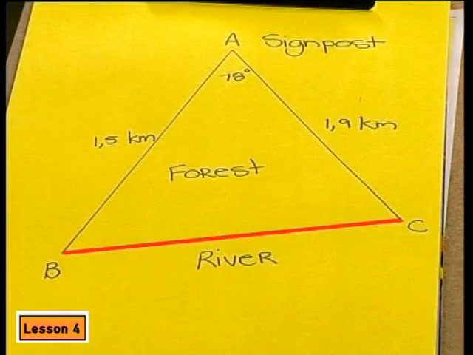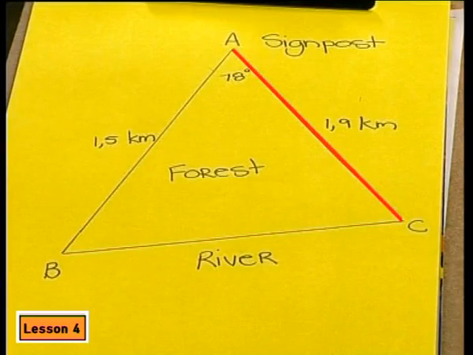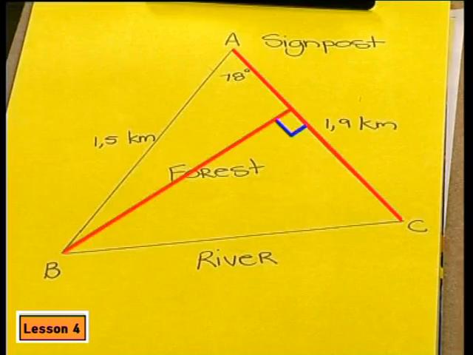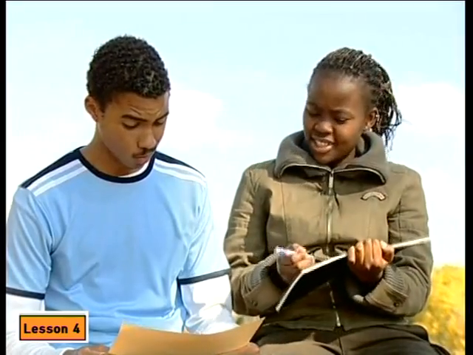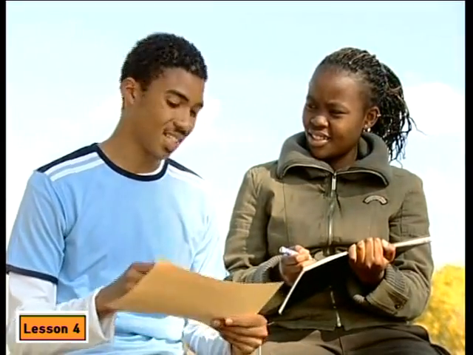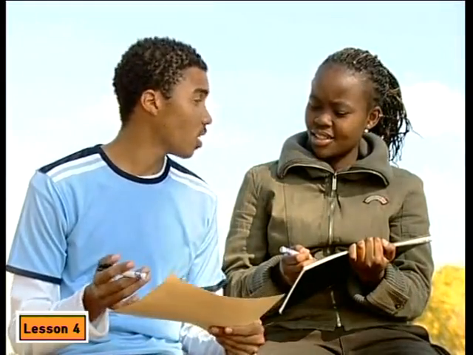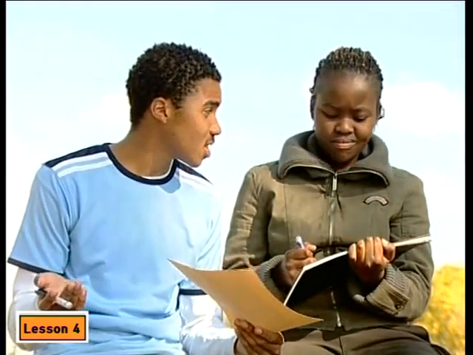If we take BC as the base, then we have no idea what the length of the river is, and that won't help us. And if we take AC as the base, then the perpendicular height should be somewhere here. But we don't know that either. I don't think this formula can help us. Then can't we just measure the distances? This is only a sketch. It's not according to scale, so measuring won't help us.